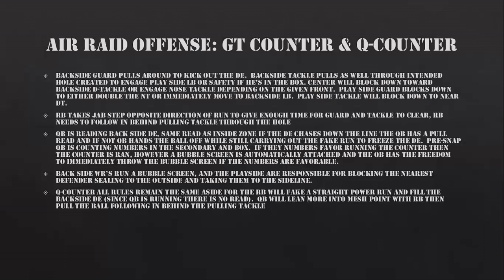Quarterback will lean more into the mesh point with the running back and then pull the ball, following in behind the pulling tackle. The reason we do this is obviously it's basically like the jab step to the running back. The quarterback kind of follows in and keeps the ball in the belly of the running back, then pulls it out once the guard and tackle clear so he can follow in right behind him.